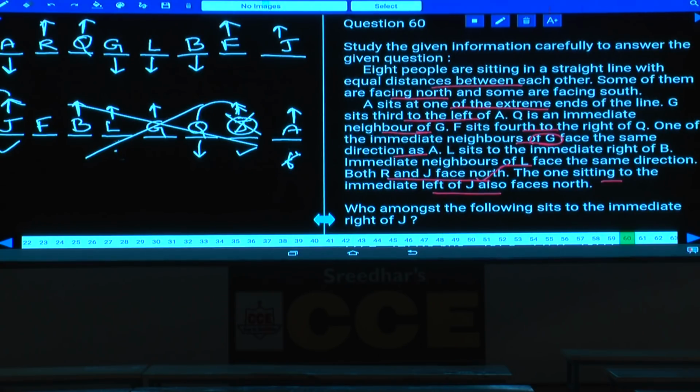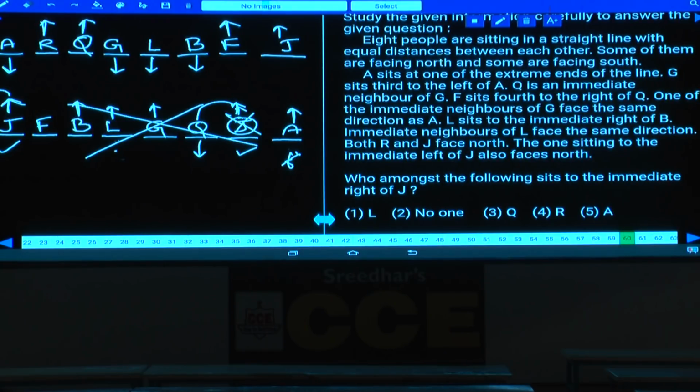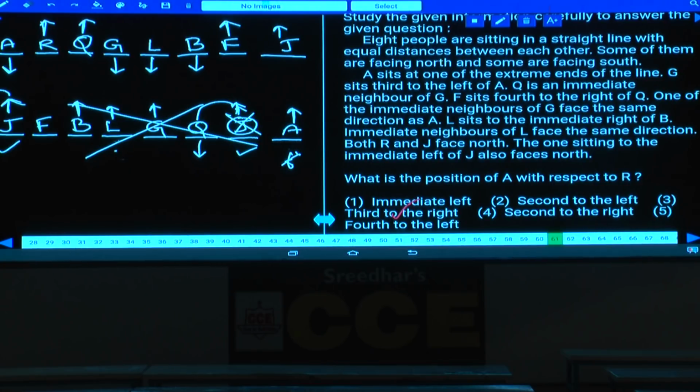Then question number 61. Now in this question, who among the following sits to the immediate right of J? Immediate right hand side of J, tell me here. Is there anyone? There is no one. No one is to the immediate right of J, that is choice 2. Then question number 61. Now what is the position of A with respect to R? R is facing towards north, A is to the immediate left, choice 1.